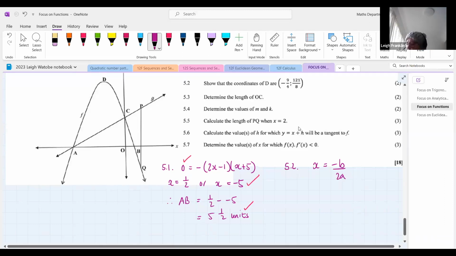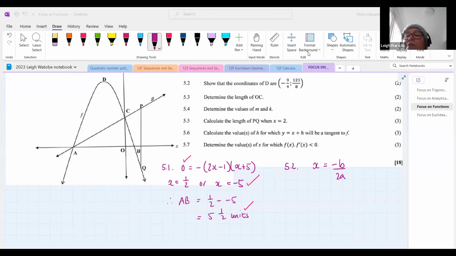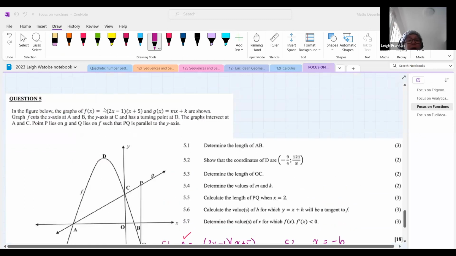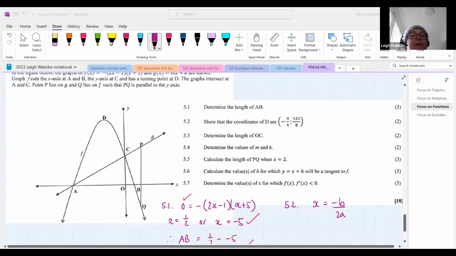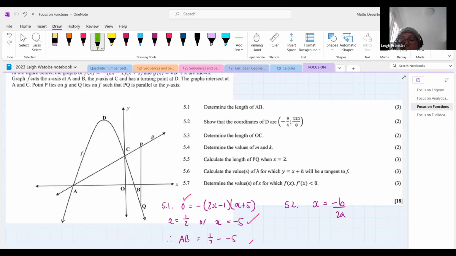You can only use x equals -b/2a to find the coordinates at the turning point of a parabola. It's not used for anything else, or any other function. Only for a parabola. So we can do this if we want to. The only thing is that our equation is not multiplied out. So let's just multiply that out so that we can see exactly what b and a are.